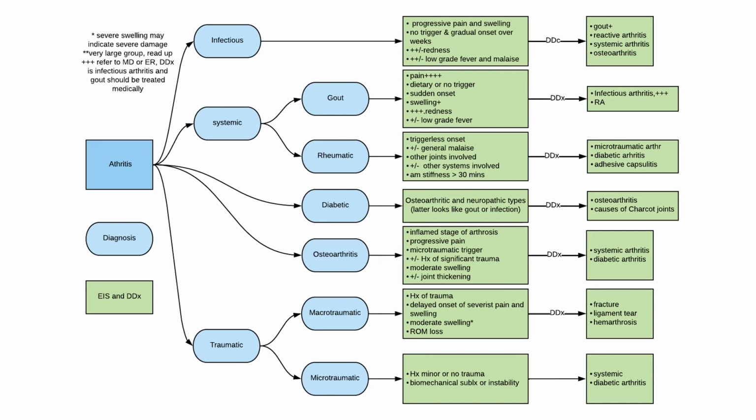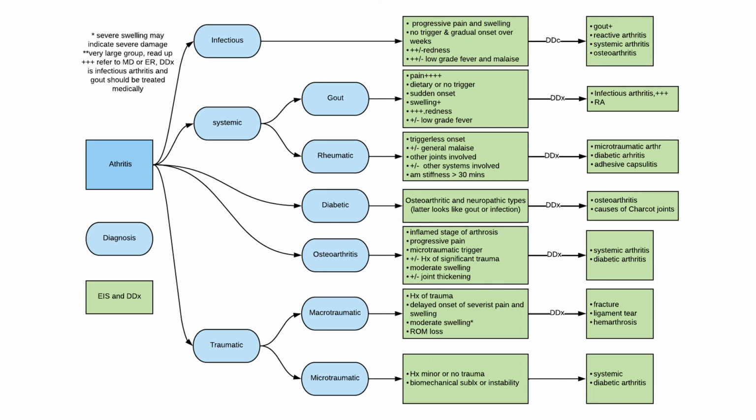For rheumatic conditions, triggerless onset again, plus or minus a general malaise and temperature raises. Other joints may be involved, other tissues, tendons and fascias may be inflamed, and other systems may be involved. There may be colitis, iritis, and so on. This particularly so with reactive arthritis. There is generally morning stiffness with these that lasts more than 30 minutes, usually a lot more than 30 minutes, but not always, certainly not in the early stages.